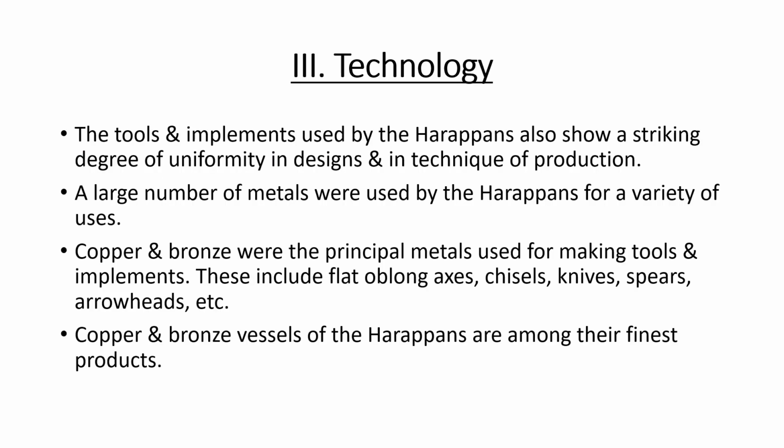Next, we come to technology. The tools and implements used by the Harappans also show a striking degree of uniformity in designs and in technique of production. A large number of metals were used by the Harappans for a variety of uses. Copper and bronze were the principal metals used for making tools and implements, and these include flat, oblong axes, chisels, knives, spears, arrowheads, small saws, razors, etc.